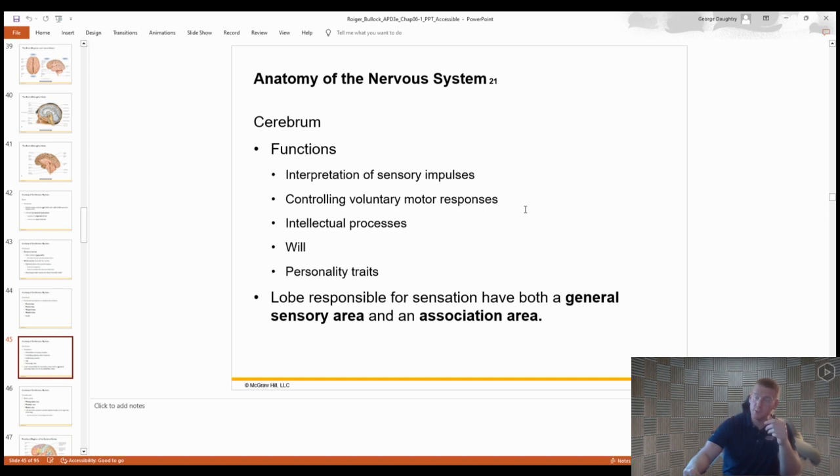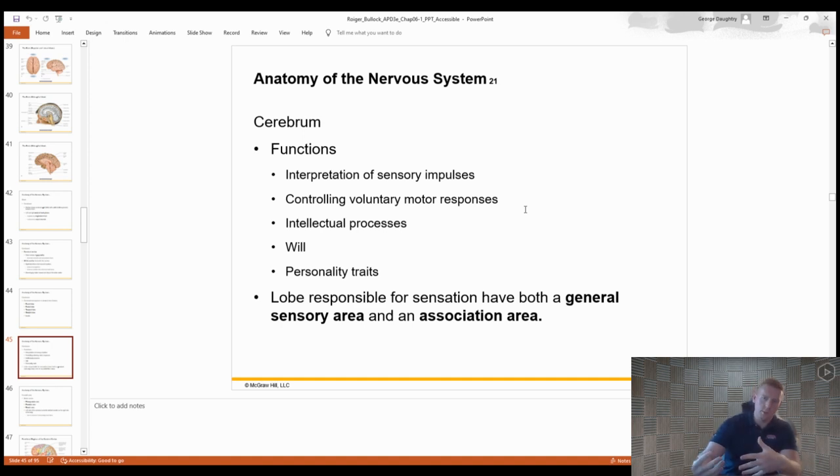What's the overall functioning of our cerebrum? Well, they do a number of things. And like I said, we're at the top of the brain. We're all the way at our big executive functioning, right? At our big bulky portion that is the cerebrum.